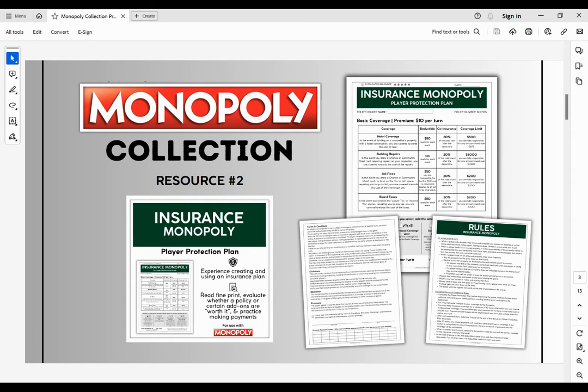Second one is insurance Monopoly. Now this would come in your insurance unit, obviously, but a great way to get students used to the idea of figuring out a policy, determining what they want to add on or have excluded, their coverage limits, and so on. And then when they play, it helps cover them against the major negative events that could financially ruin you in a game. So, things like landing on a big hotel or building repairs or whatever it is, the insurance policy could potentially cover that. So a great way to practice insurance.